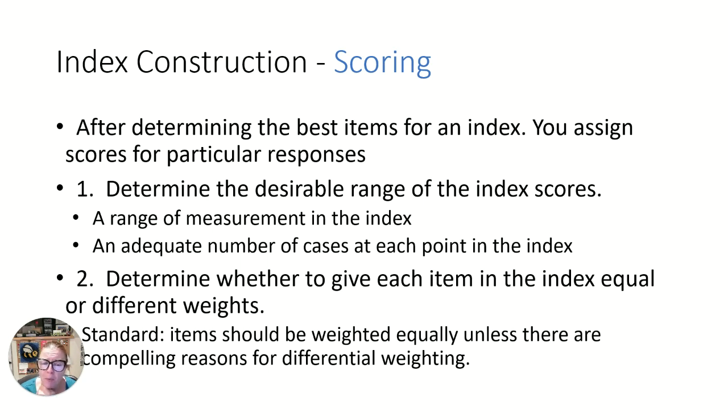We also need to determine whether to give each item equal weight. Are you going to just sum your items together and treat each of those measures of religiosity as equally important in determining someone's religiosity? Or do some things count more? Should they be weighted differently?